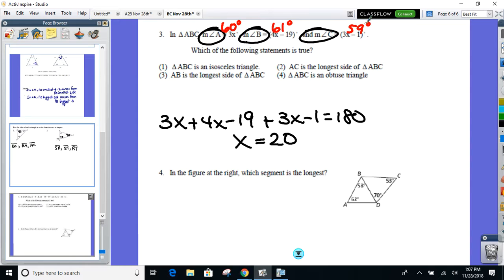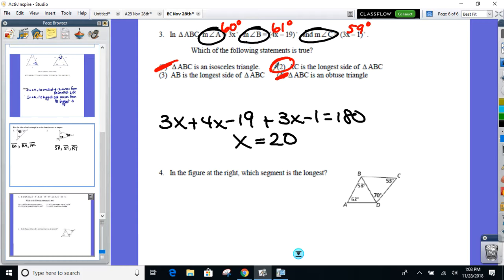59. Somebody let me know, why is this not isosceles? I need to have two equal angles to be isosceles. Why is it not obtuse? Got to have at least one angle greater than 90, which I do not. So now it's determined which one's the longest side. Well, which one's the biggest angle? B. And if you want to draw out the triangle, you can. But what side's across from B? AC. So that has to be the longest side because it's across from the largest angle.